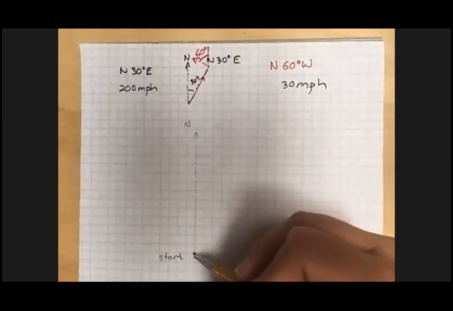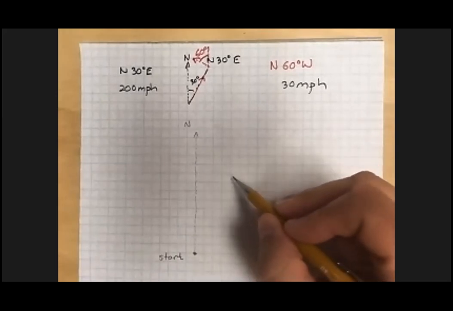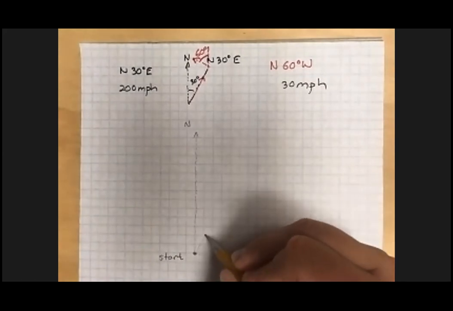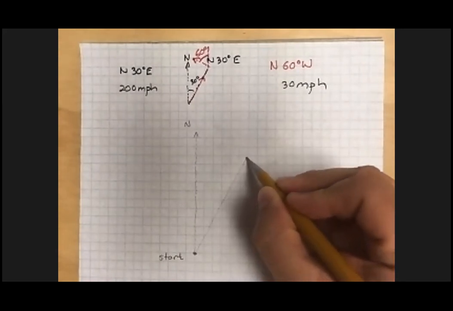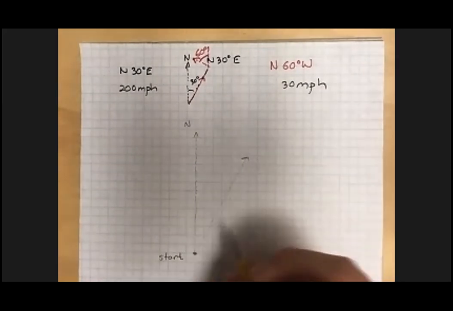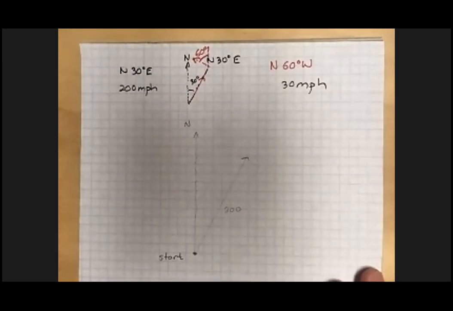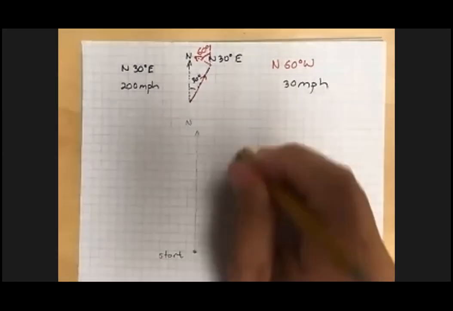And I want to go 30 degrees east of north. So I'm just going to eyeball that. And I'm going to call this 200 miles per hour long. I'm going to darken this up with a pen, but I just want to make a fair drawing sketch with a pencil first.